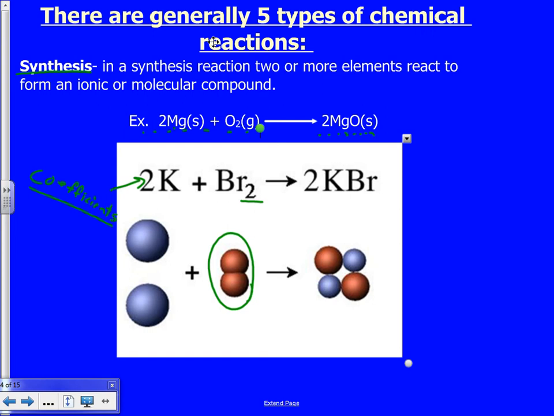Now, the other thing we need to look at is, are we still obeying the law of conservation of matter, or the law of conservation of mass, whichever way you say it. That means I have to have the same amount of matter on the reactants side as I have on the product side. In other words, the same number of atoms. How many atoms of potassium did I have on this side? 2. How many do I have over here? Still 2, right? This 2 means multiply everything behind it by 2. So there's 2 potassium and there's 2 bromine.